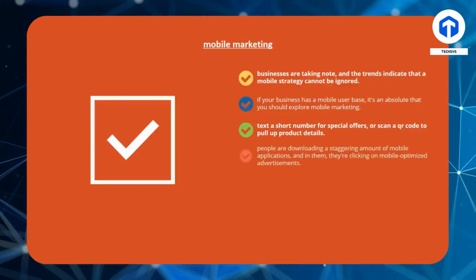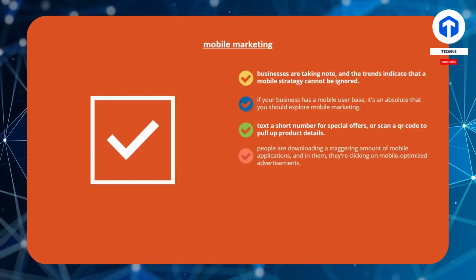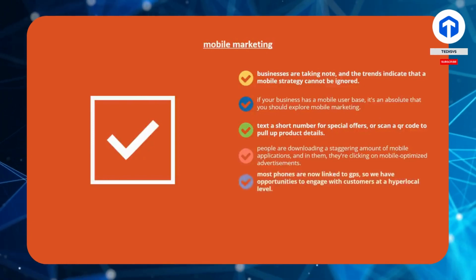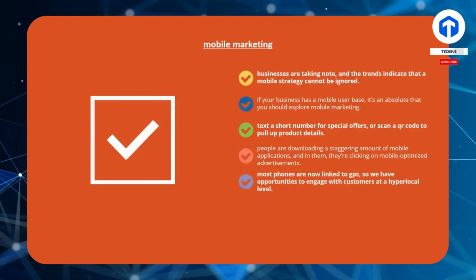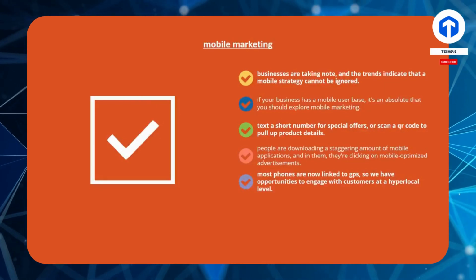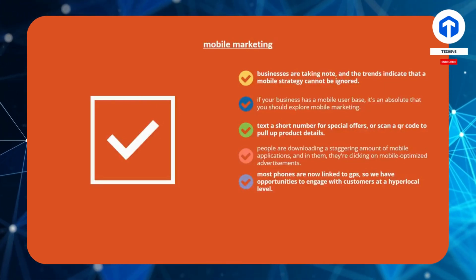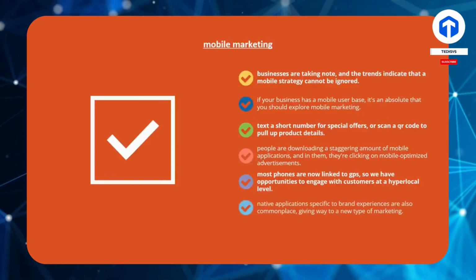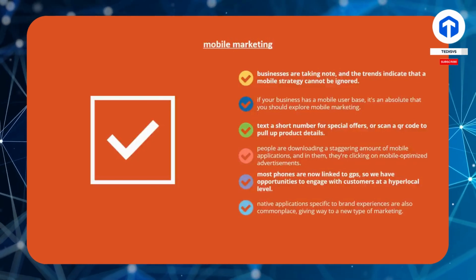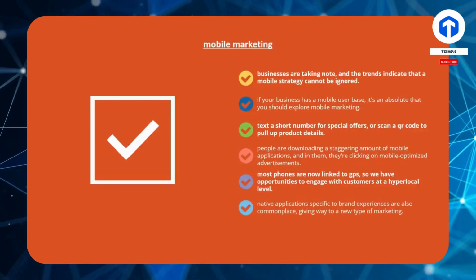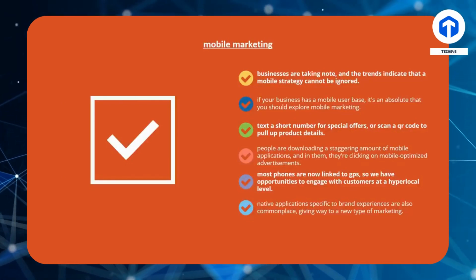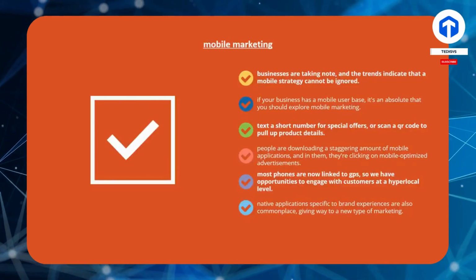People are downloading a staggering amount of mobile applications, and in them, they're clicking on mobile-optimized advertisements. Most phones are now linked to GPS, so we have opportunities to engage with customers at a hyper-local level. Companies like Foursquare and Yelp have built-in reward systems for checking in to local businesses. Native applications specific to brand experiences are also commonplace, giving way to a new type of marketing. And these are just a handful of ways businesses are using mobile marketing. There's endless opportunities, but a great starting point is to duplicate your existing efforts, but tailor them to mobile.